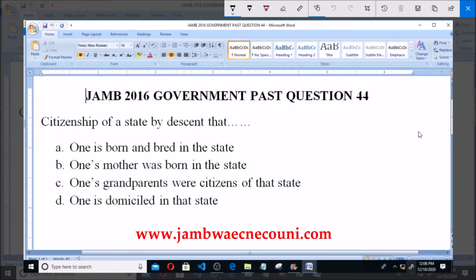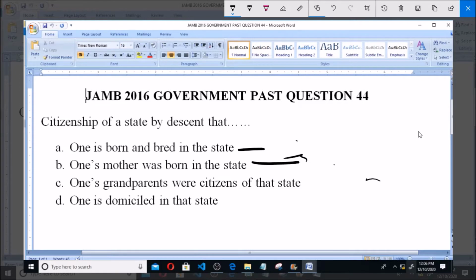Option A is one is born and bred in the state. B, one's mother was born in the state. Option C, one's grandparents were citizens of that state. D, one is domiciled in that state.